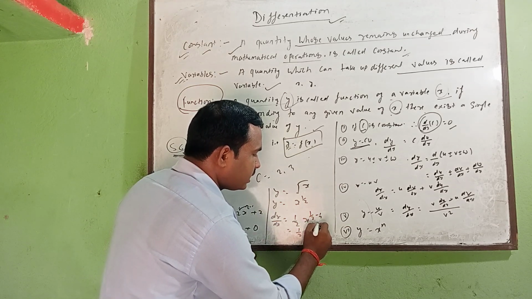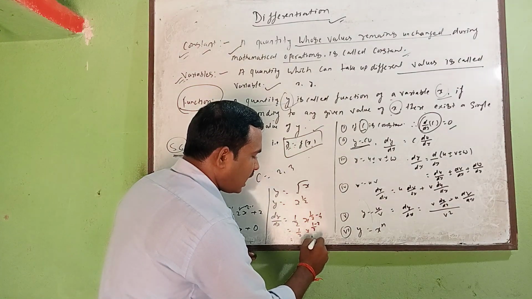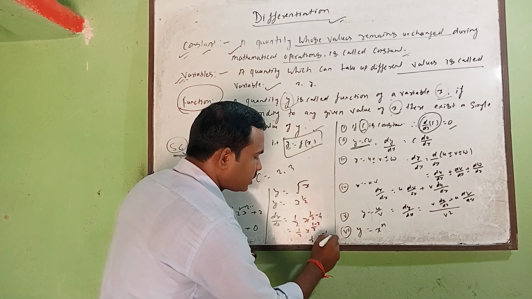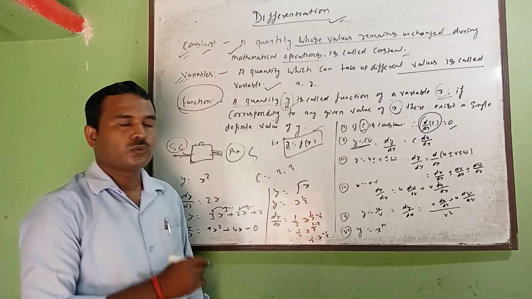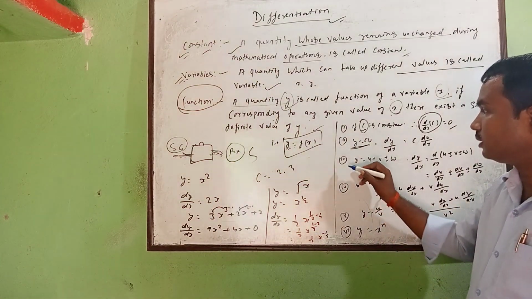So 1 minus 2. What will be the value? Half x to the power minus 1 by 2. Can we write like that? So like that you can solve. Many questions are there, and we have another formula.